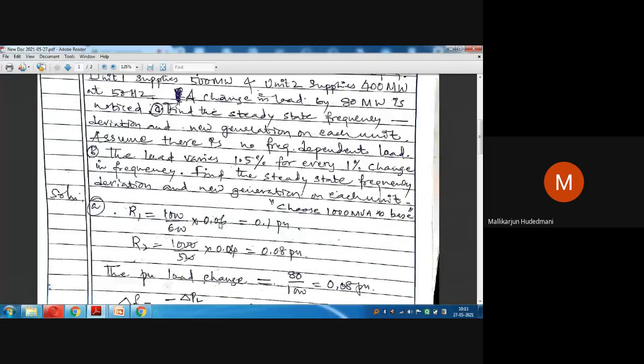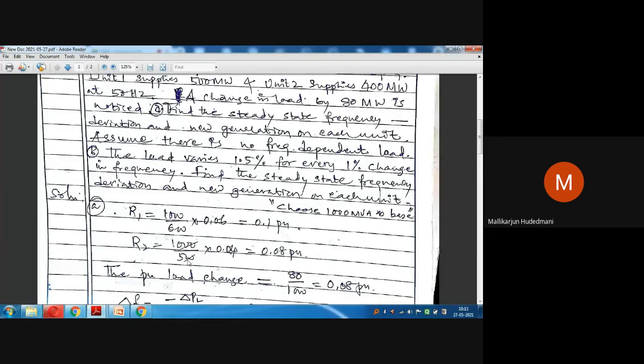R1 is 0.06, the value of the quantity, new base value divided by old base value. Because this is a percentage, it is put in fraction into new base divided by old base. I am shifting it to 0.1 per unit on 1000 MVA base. Similarly, 4% droop on 500 MVA second machine.